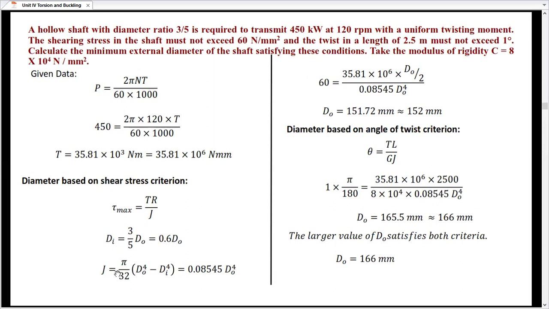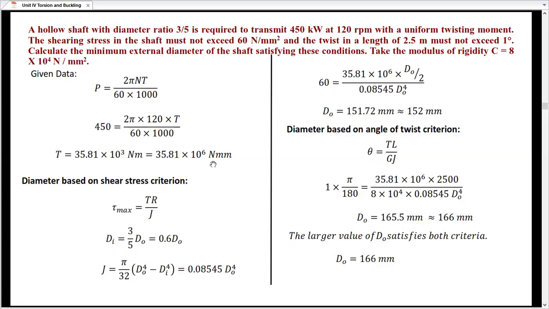So you can write J is equal to pi by 32 into outer diameter raised to 4 minus inner diameter raised to 4. If you put that value, then you will get J value as 0.08545 outer diameter raised to 4. So tau is available, 60 Newton per mm square. Shear stress must not exceed 60 Newton per mm square. So you can put that tau value.